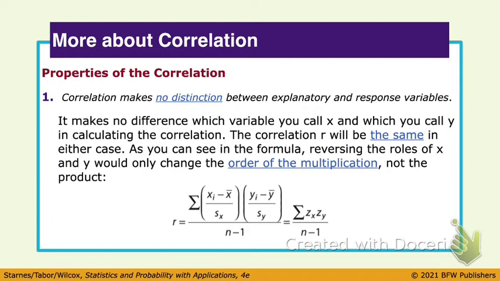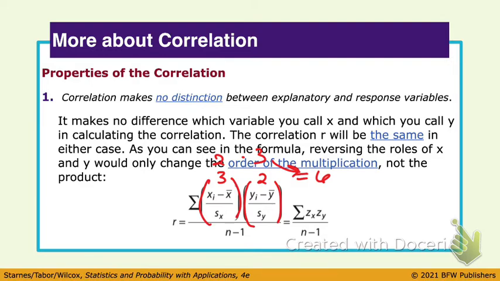For example, let's say my x had a z-score of 3, and my y had a z-score of 2. Well, what is 3 times 2? That equals 6. But let's say I had flipped my x and my y axis. Then I would have 2 times 3. And what's 2 times 3? Still 6. So it doesn't matter which one is x and which one is y in regards to the correlation.